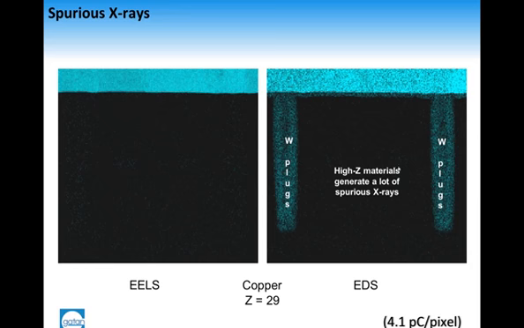It's because high-Z material, like in the case of tungsten, will generate a lot of spurious X-rays. So again, this is something that you have to take into account. This is again because the signal is not localized. It's actually a clear example.